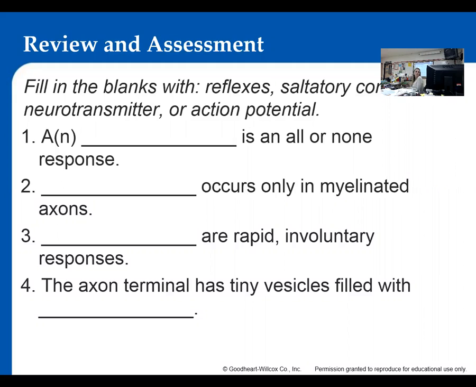All right, so a blank is an all or none response. Well, there's only four options. I'd say action potential. Two, blank occurs only in myelinated axons. Saltatory conduction. Good. Three, rapid involuntary responses. Reflexes. Oh my goodness, I messed up. And then, axon terminal has tiny vesicles filled with neurotransmitters.